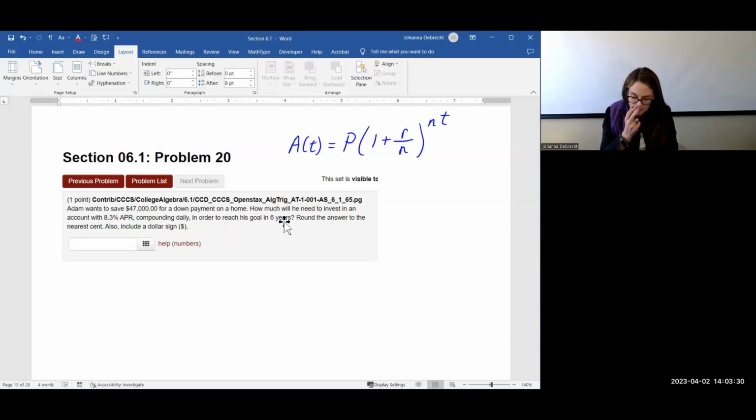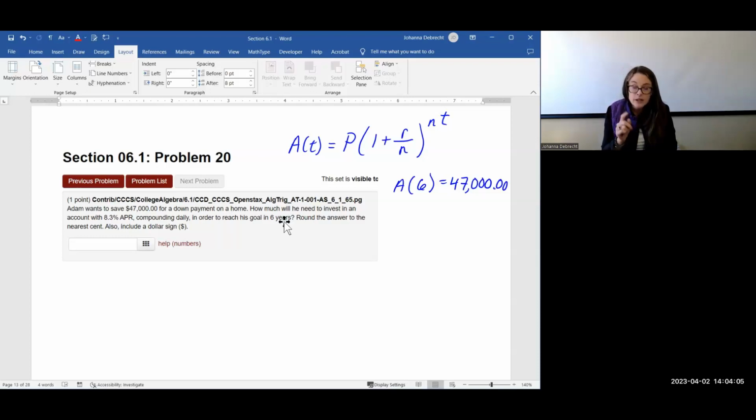So, what do I know? Well, he's not investing $47,000. He wants to save $47,000. So that's what he wants at the end. So that must be A of t. And he wants to do this in 6 years, so A of 6 needs to be $47,000. After 6 years, he wants $47,000 in this account.